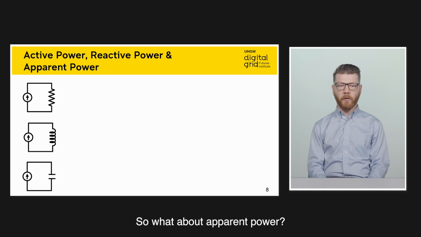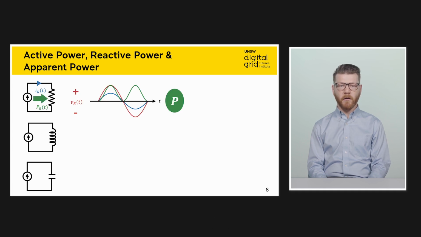So what about apparent power? Power isn't of just one form. We have real power. In this case, we have power being delivered from a generator to a load. If we look at the waveforms for this little circuit here, we have the voltage shown in red and the current shown in blue, and the product of those two gives us the power in green. We can see for this particular set of waveforms, that green waveform is always on the positive side. That means power is always being delivered from the generator to the load. And this is what we call real power.